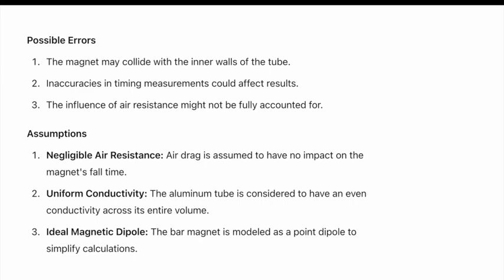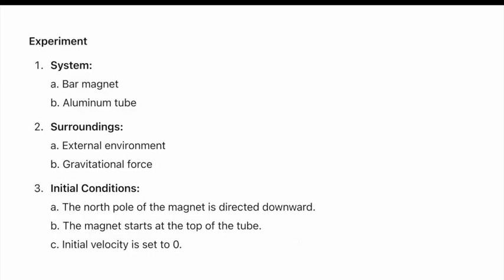We also have other assumptions: the uniform conductivity of the aluminum tube across its entire circumference and entire volume. And then we have the ideal magnetic dipole, where the bar magnet is modeled as a perfect point dipole to simplify our calculations. So the system of our experiment was a bar magnet and aluminum tube, and then the surroundings were just the external environment and gravity.